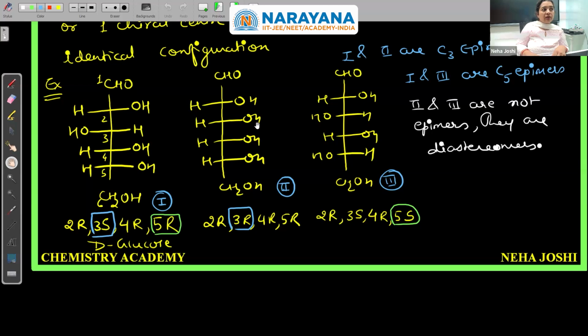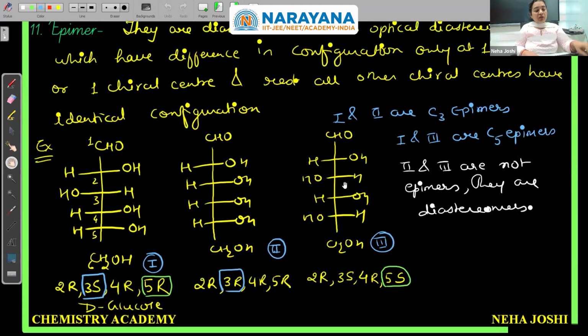Similarly, if I talk of the third one, it is 2R, 3S, 4R, 5S. So 1 and 3 are epimeric at the C5 carbon, C5 epimers. 2 and 3 are not epimers because they have two points of difference. Am I right? 2 and 3 have a difference at C3 and also at C5. So they will be simply called diastereomers, not epimers. So for epimers, any one point of difference.